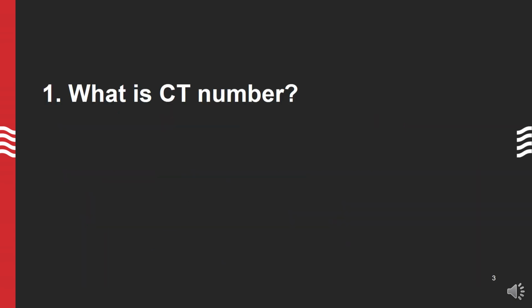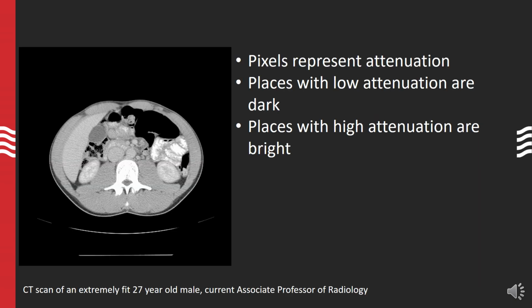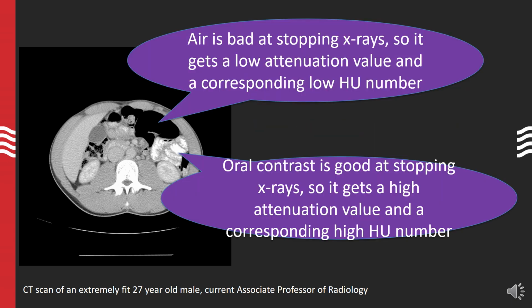So first, what is CT number? Here's a typical CT image. Pixels represent attenuation. Places with low attenuation are dark. Places with high attenuation are bright. So for example, air, it's bad at stopping X-rays, so it gets a low attenuation value and a corresponding low Hounsfield unit number. For example, oral contrast is good at stopping X-rays, so it gets a high attenuation value and a corresponding high Hounsfield unit number.